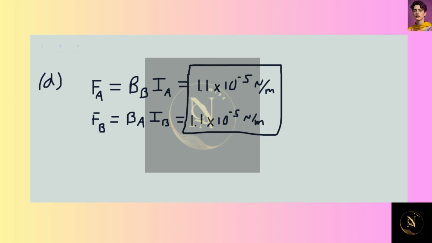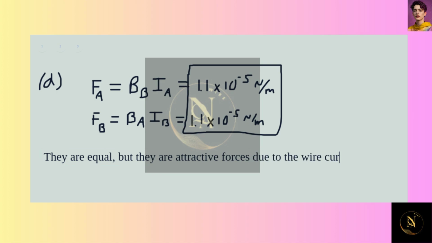And then the next part says, are they equal and are they opposite? Why or why not? We can say F of A equals F of B, right? We just found that to be true. So we can say they are equal, but they are attractive forces. So they're not necessarily opposite since they're attractive forces due to the current in the wires flowing in the same direction.